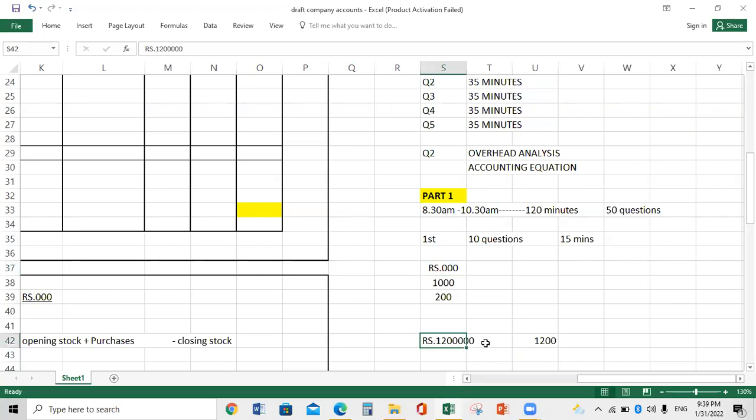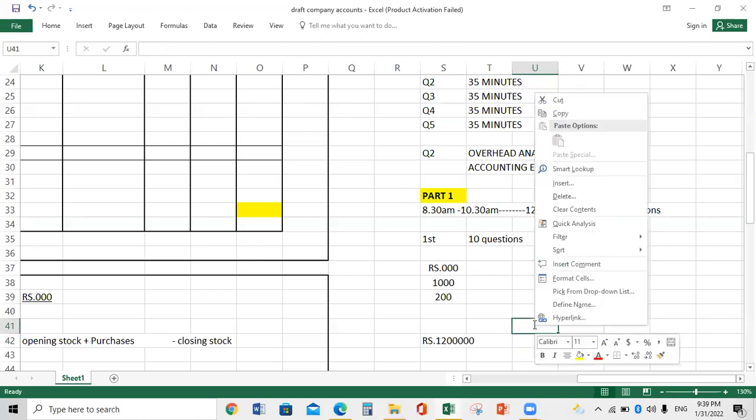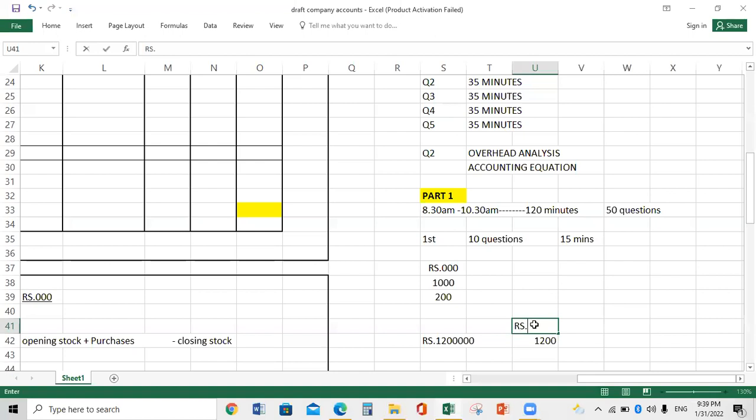When I'm marking students' answers, I see that for some students every answer is correct, but they haven't written the 3 zeros. Or guys, you can write it like this: you can write rupees 1,200. Then in the heading, when you're writing the answer, put that you have written in thousands. At least that way you will get marks.